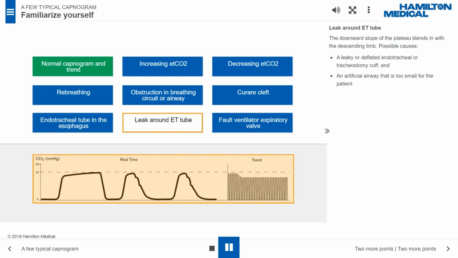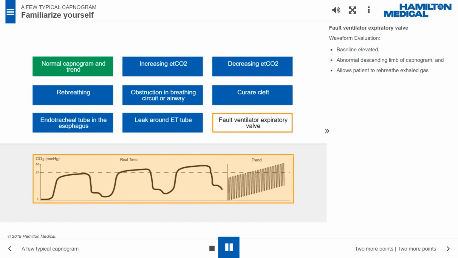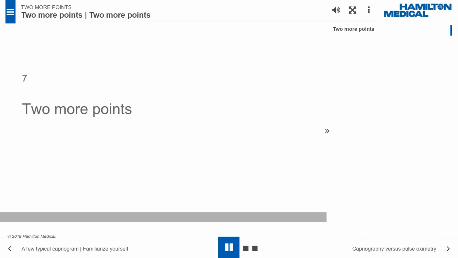Leak around ET tube. The downward slope of the plateau blends in with the descending limb. Possible causes: a leaky or deflated endotracheal or tracheostomy cuff, and an artificial airway that is too small for the patient. Faulty ventilator expiratory valve. Waveform evaluation: baseline elevated. Abnormal descending limb of capnogram, and allows patient to rebreathe exhaled gas. Two more points.